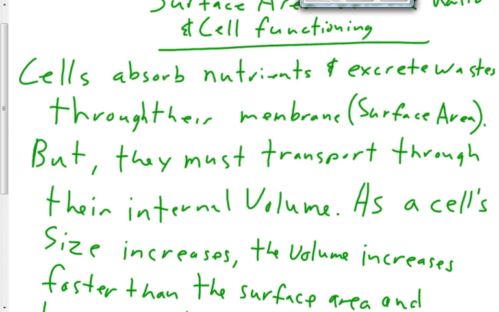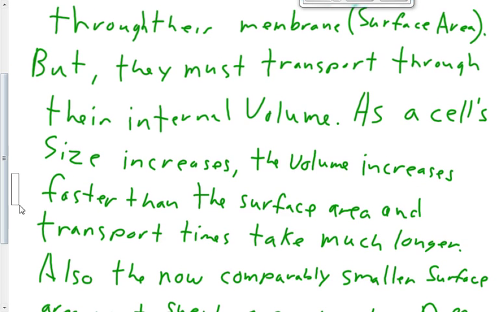All right, so it's just like the example we used with Calgary. If you got more and more people sharing the same number of roads, you get congestion. Things slow down. People aren't able to get in and out as fast, and that creates a problem. The cell has the same problem. As it gets more and more volume, there's less and less ways for it to get things in and out. And so it slows down to the point where it may not function anymore. So that's essentially what all of this is saying.